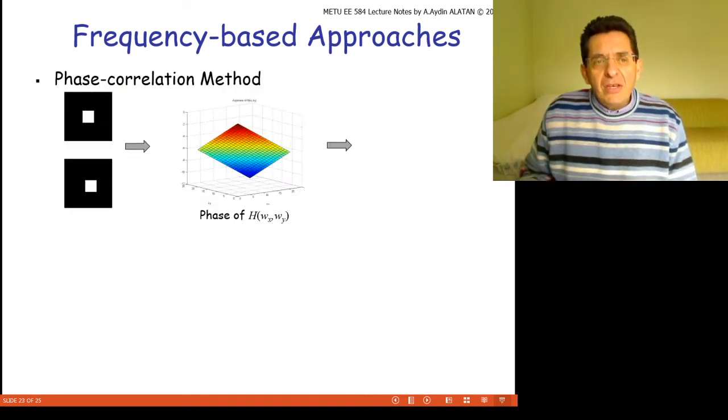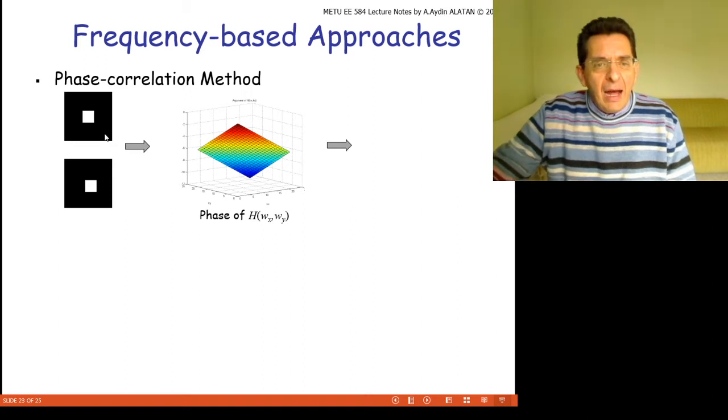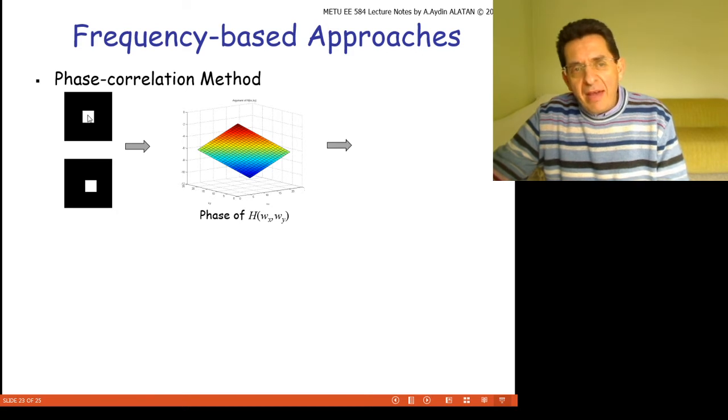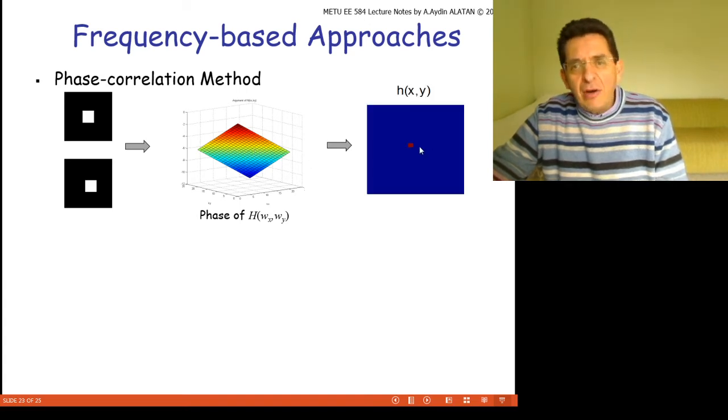Now, for the phase correlation, if you look here, this is our very ideal data. A square is moving to some point arbitrarily here. If you take their DFTs, multiply with the conjugate of one of them, and divide by the magnitude, the resulting phase is like that, which is u wx plus v wy here. That's a planar equation. And the corresponding h of x, y will be nothing but an impulse.